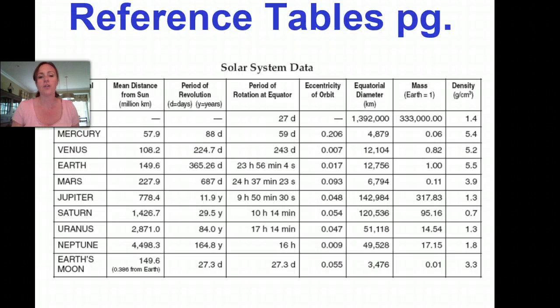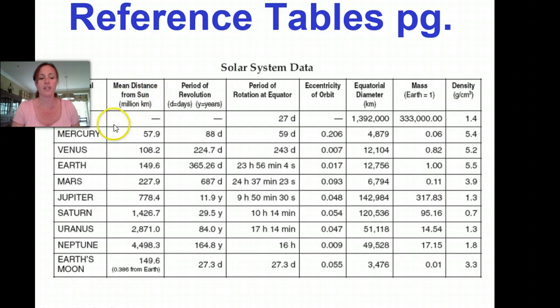So we are going to turn to page 15 of our reference table. Hit pause, go get your reference table, and I want you to look at the bottom of the page. What you'll see is the solar system data chart. Now notice it has the sun, and it has the moon on here as well.